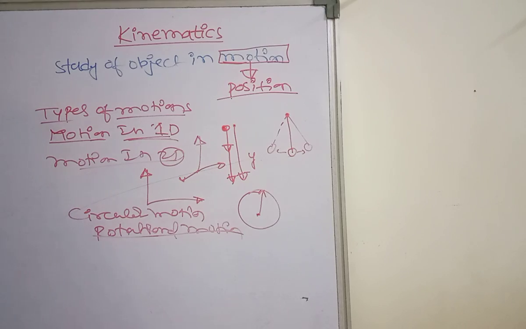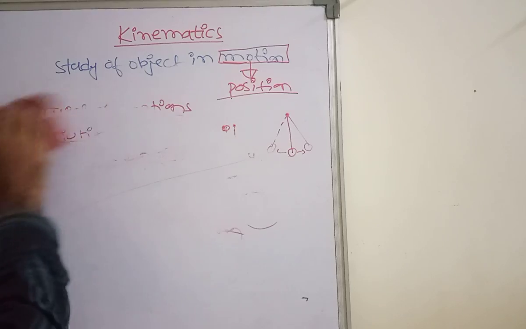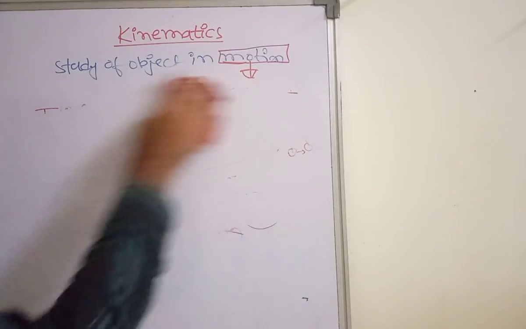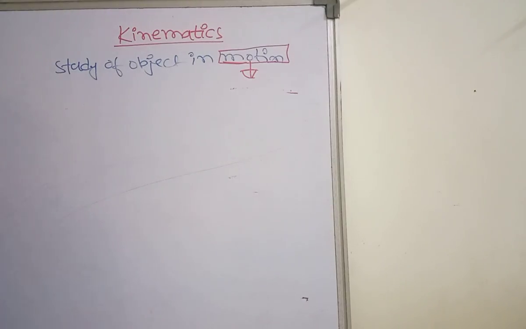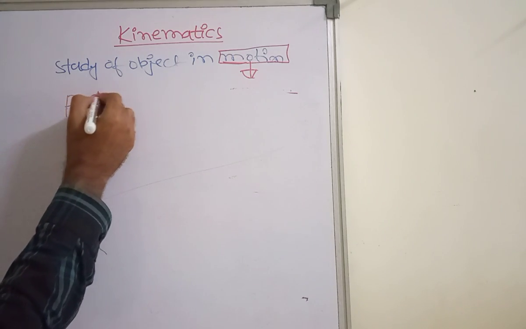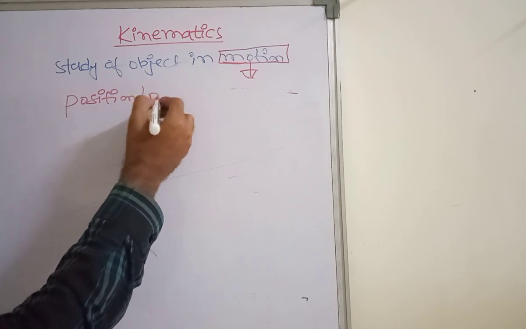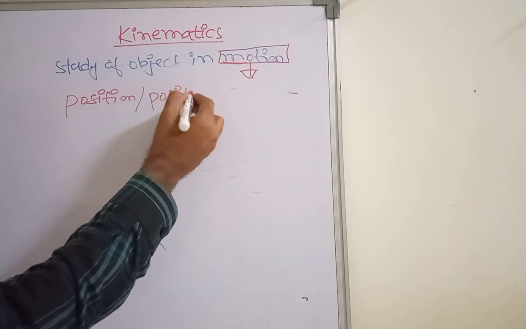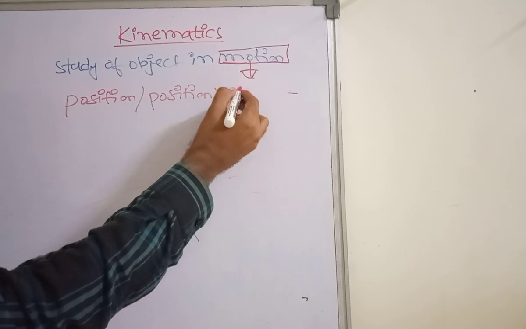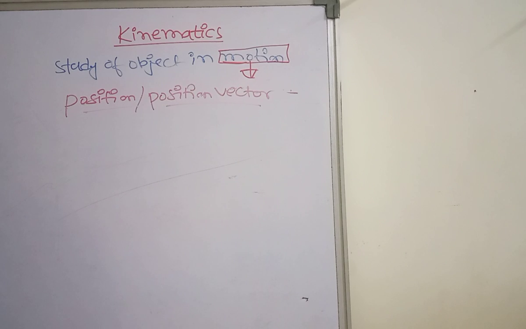Next, what is meant by position and position vector? What is the position vector?